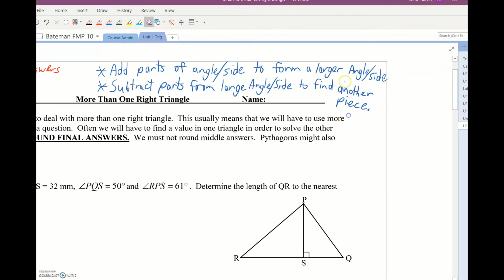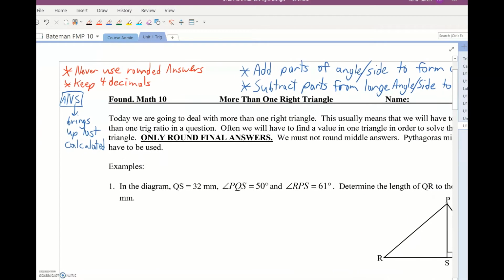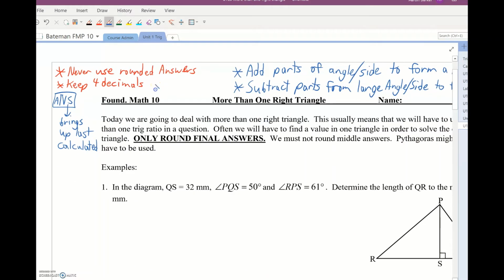Talking about rounding, when do you round? You only round at the end. Only round final answers. Now you gotta be careful because sometimes you find an answer, you have to write it down and round it, but then when you do more work, you have to go back and use the unrounded answer. So that makes it a little bit tricky. Okay, so you only round your final answer.